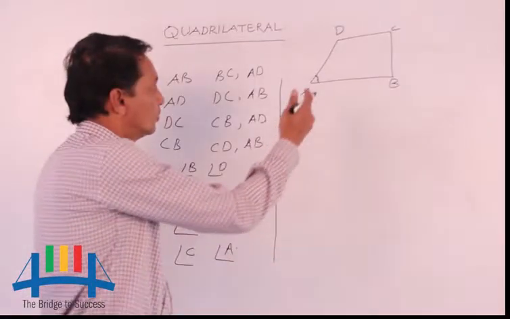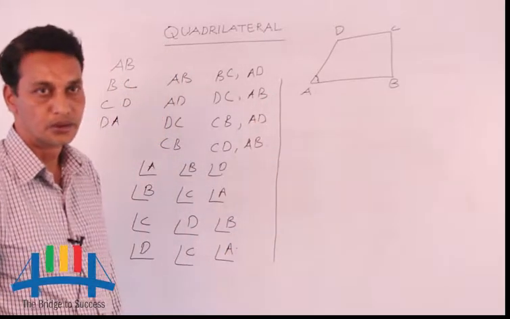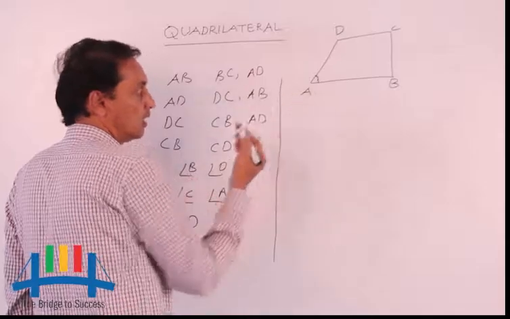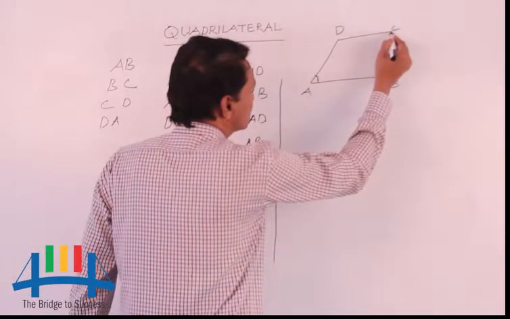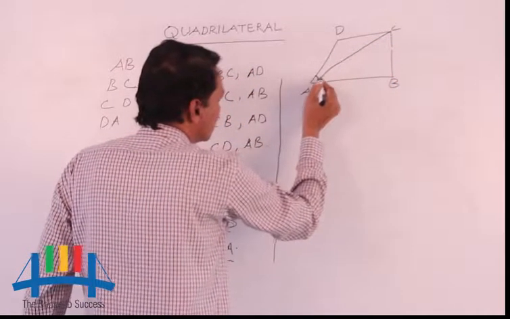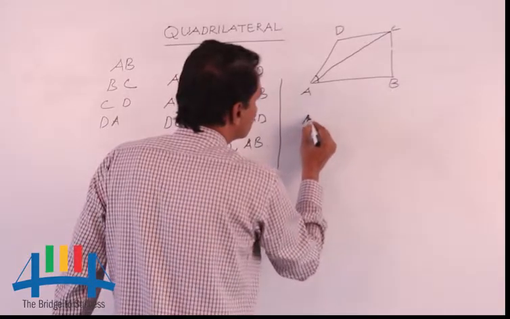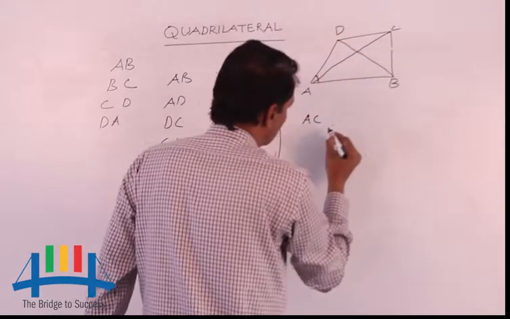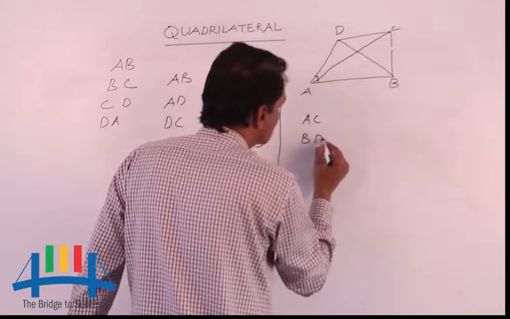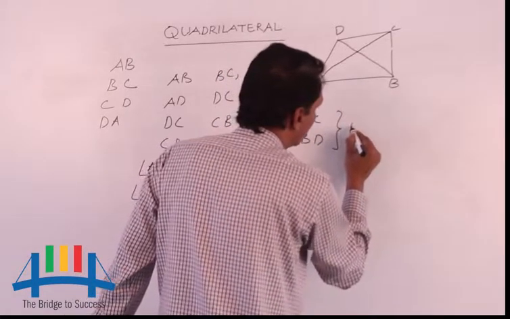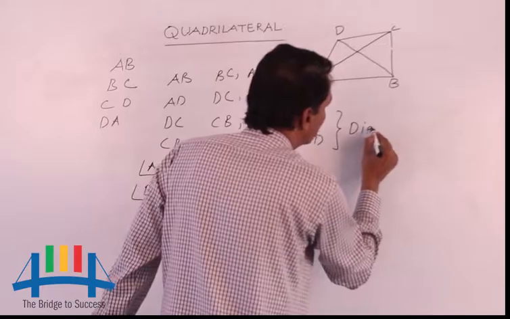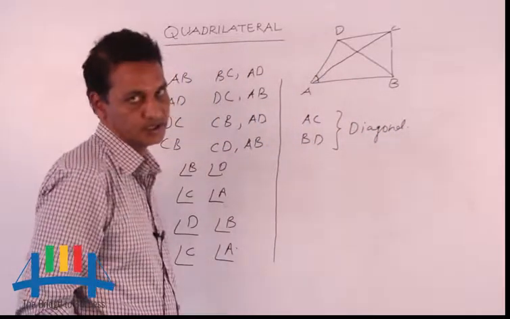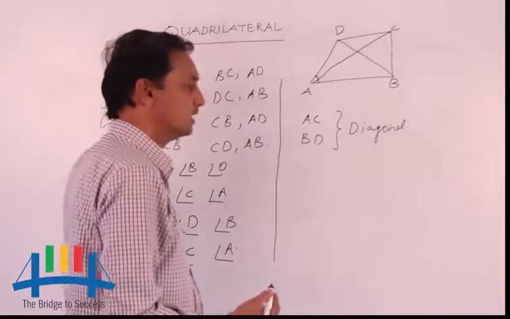What we have observed until now is about a quadrilateral. A quadrilateral will have 2 diagonals. What is the first diagonal? AC is one diagonal and BD is one more diagonal. And these diagonals bisect each other. They are bisecting each other.